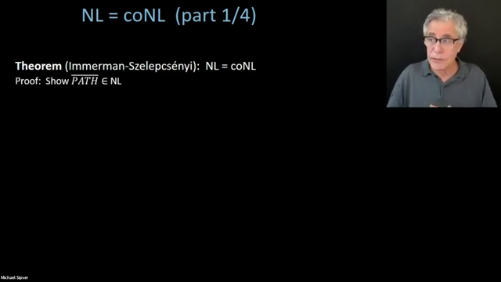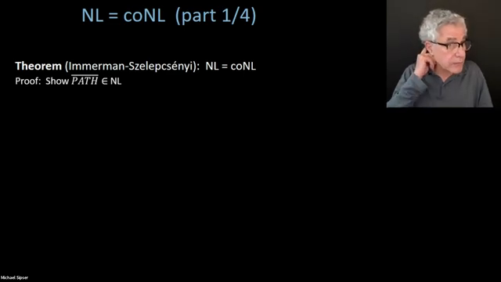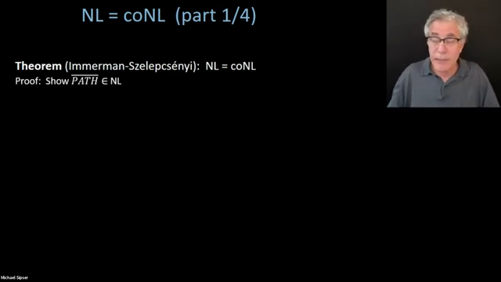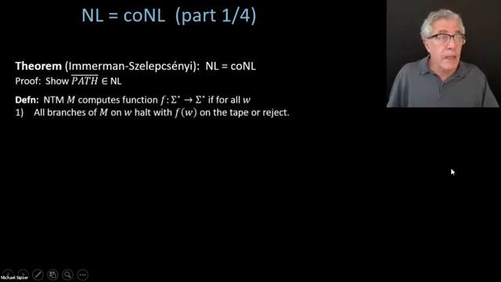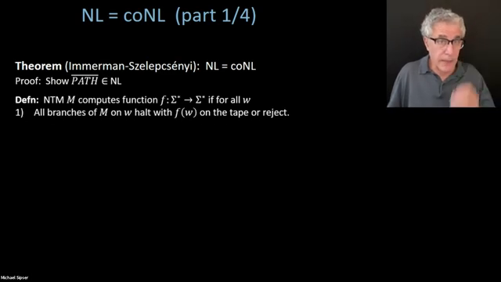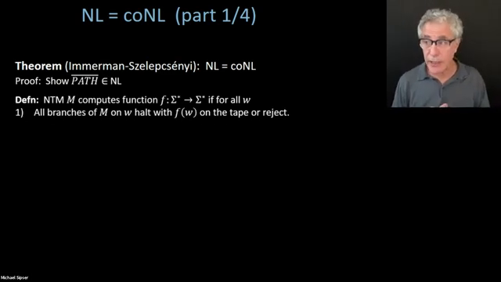But how can a non-deterministic log space machine accept the complement of PATH? It would have to accept when there's no path. And that is a lot harder, but big surprise to the complexity community, it is true. As we discussed last time, we're going to talk about computing functions with a non-deterministic machine, and that turns out to be a convenient way of looking at this.